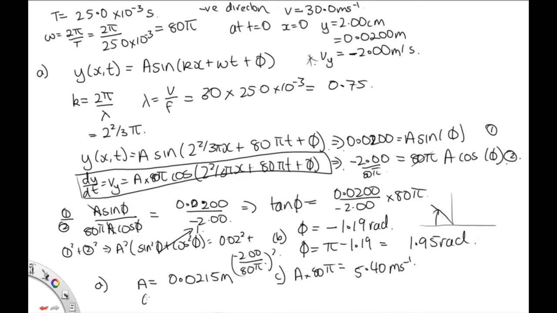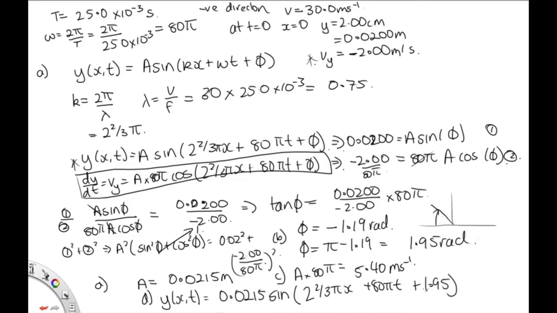And then D is just asking us to write out the wave equation. So I've written it out here. Here's our latest version. We just need to substitute in all our values. So y of x,t is equal to 0.0215 sine 2 2/3 pi x plus 80 pi t plus 1.95. And there we go. That's our wave equation, and that's the end of this lecture series.